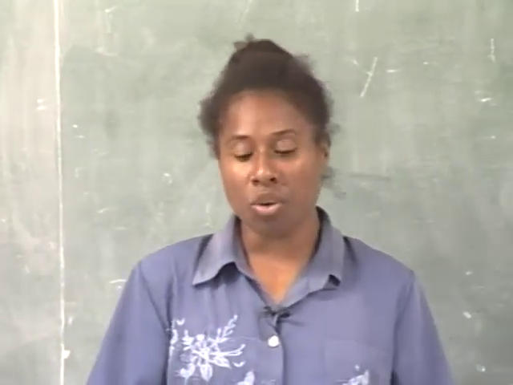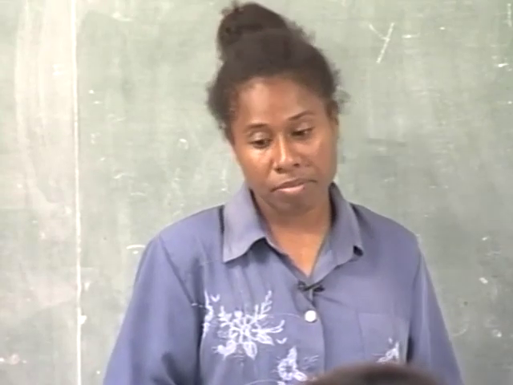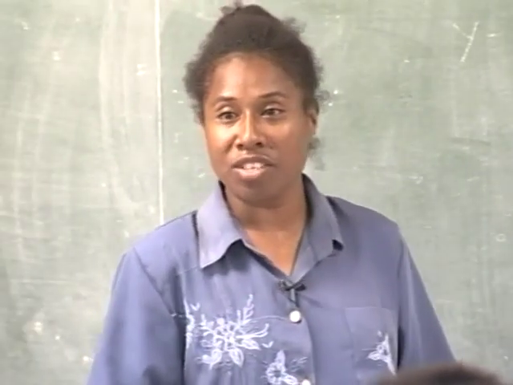Okay, we look at volcanic aerosol. Volcanic aerosols produce a number of effects on the Earth. The most visible of these are the post-eruptional optical effects, such as vividly colored sunsets, altered colors of celestial bodies, that's the stars and the planets, dulled starlight, rings around the sun, which are known as Bishop's rings after Sereno Bishop, who first reported them from Hawaii, and colored twilight afterglows. This is looking at volcanic aerosols and what they can actually produce. Again, it will be up to you to decide whether those are advantages or disadvantages.